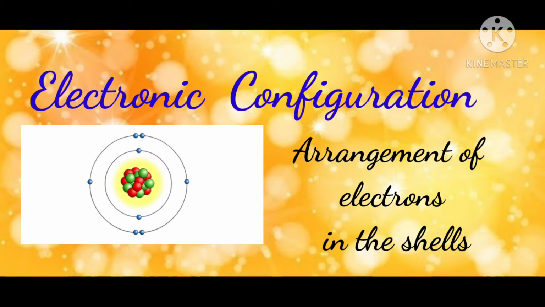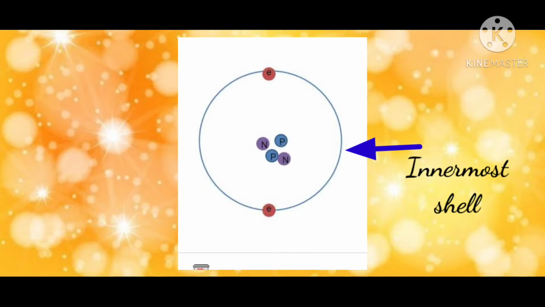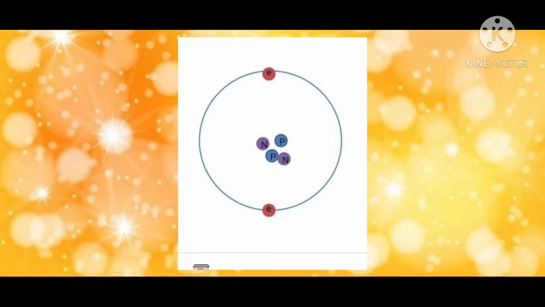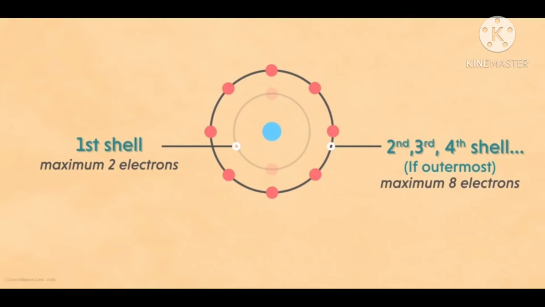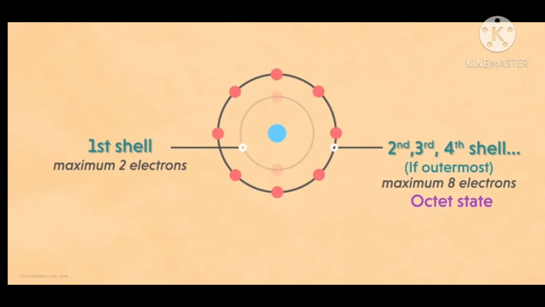My dear children, there are two important facts which we must know. First, the innermost shell or first shell has a maximum of 2 electrons that can be accommodated in it. Secondly, from the second shell onwards, whichever is the outermost shell, it can accommodate a maximum of 8 electrons in it. And this state is called octet state, or we can say stable state.